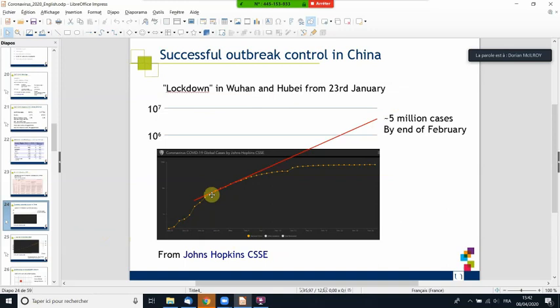Now that didn't happen because they were able to control the transmission, and then little by little this whole curve just flattens out, and now there are no cases in China with endogenous transmission. All the new cases they have are imported. So that really worked. They were able to control the outbreak in China. But the story is not so great everywhere else in the world.